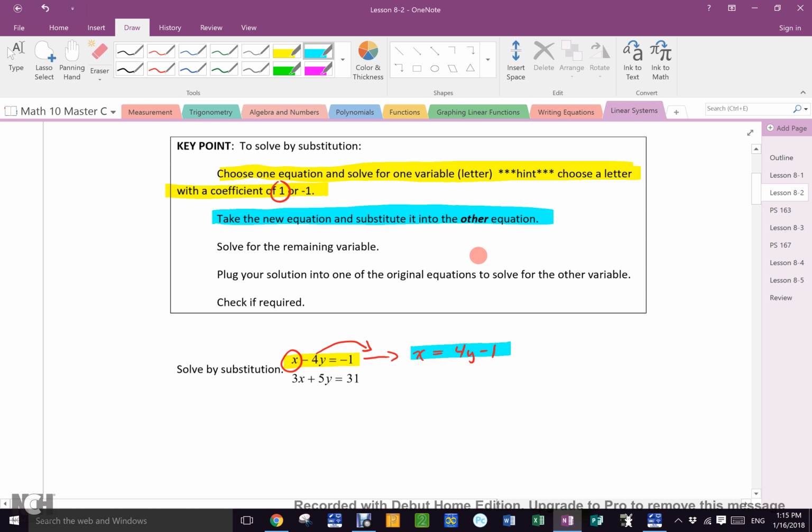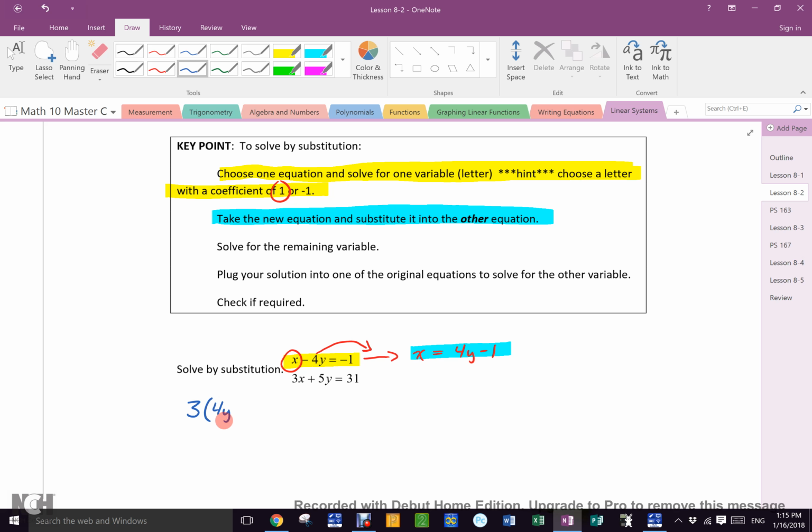Now, look at the other equation. What does it have? An x and a y. What do we know about x's now? They're 4y minus 1. So, is that x useful to us anymore? No, because it's not x. X is what? 4y minus 1. So we are going to take that and we are going to sub it into the new equation. 3, but it is not x. What is it? 4y minus 1. Plus what? 5y equals what? 31.